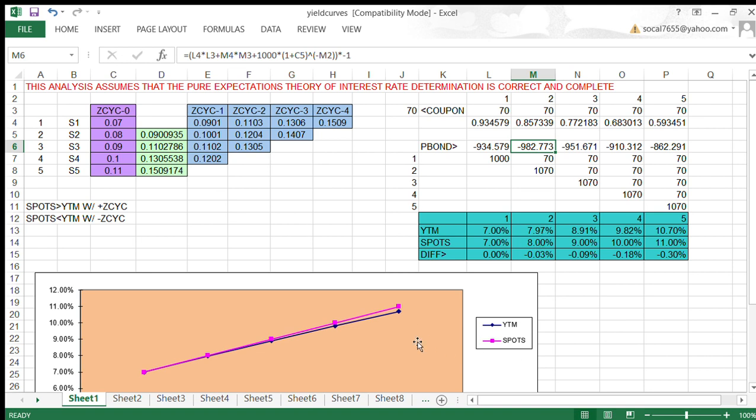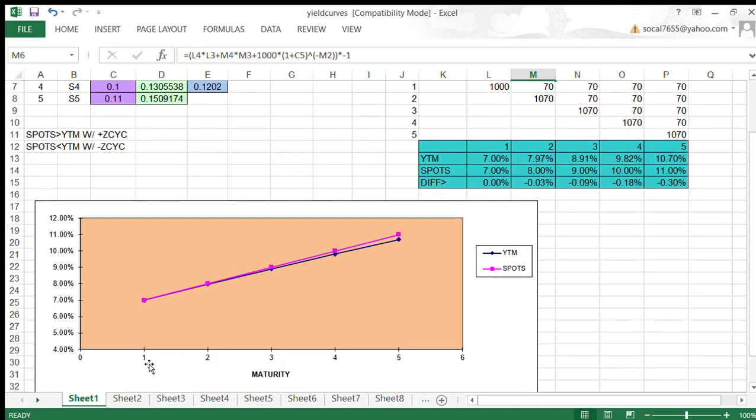And then I draw a chart back here showing that when the zero coupon yield curve is positively sloped, I have the spot rates in this purplish color, and the dark blue color is the yield to maturity. And you'll see that when the zero coupon yield curve is positively sloped, at each of these dates, except for the first one, of course, the spot rates are higher than the yield to maturity.